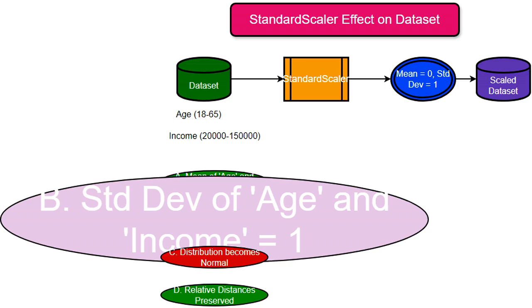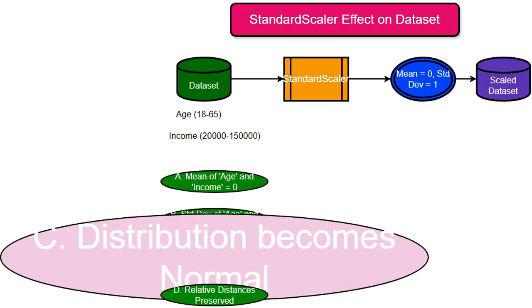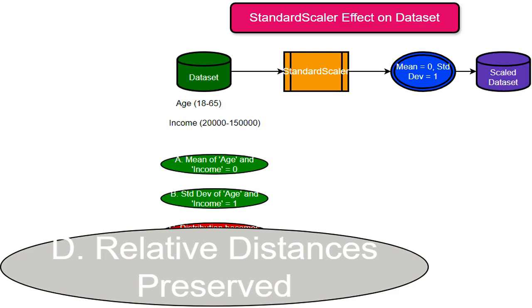This is also true. StandardScaler doesn't change the shape of the data's distribution. It only changes its mean and standard deviation. So, if the data wasn't normally distributed before, it won't be after. This is false. The distances between data points within each feature remain the same relative to each other after applying StandardScaler. Think of it like zooming in on a map. The relative positions of things don't change. Only the scale does. This is true.